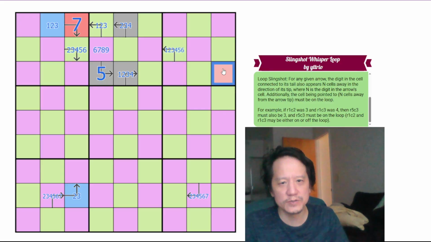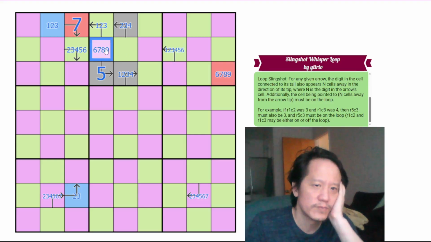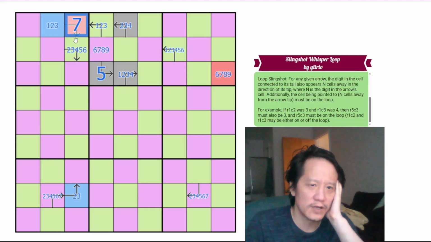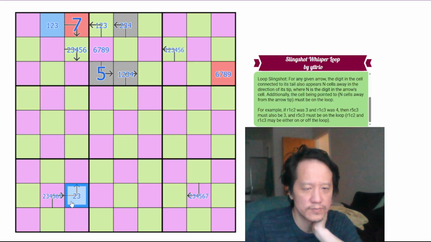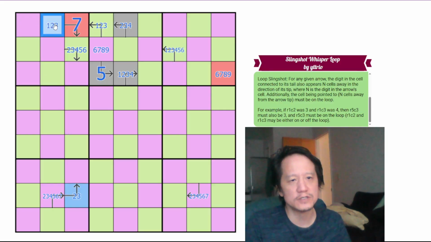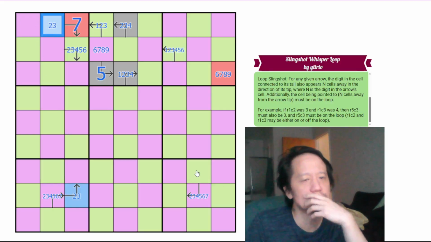Which means it's 6 through 9, 6 through 9 here. So it matches that. Could be the same as that. This is 7. That means 2 and 3 away. So one of these two is on the loop. We're not sure which. So this matches this cell. So this can't be 1. It's 2 or 3.